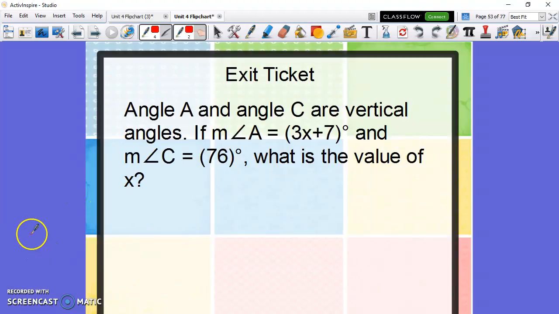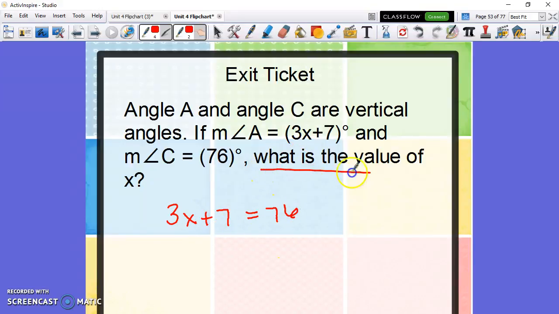Alright, this is the last problem we're going to do because it's a word problem. So angle A and angle C are vertical angles. If measurement of angle A is 3x plus 7, and measurement of angle C is 76, what is the value of x? Alright, so it's a vertical angle, meaning that these two angles are equal to each other. So we're going to set it up that way. 3x plus 7 is going to be equal to 76.